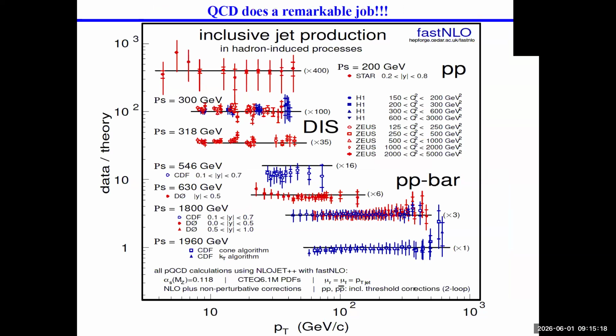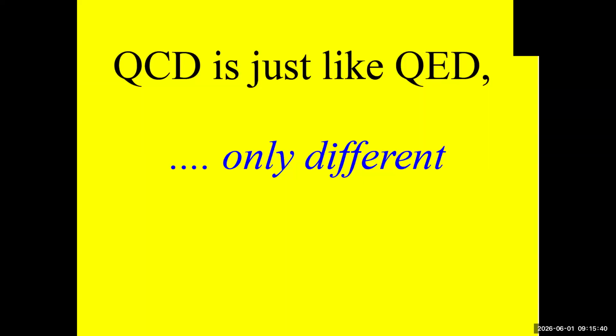This is a bit of a dated plot, but you see as a function, for example, of pT over many decades, the data and theory agree remarkably for a variety of processes. Deep inelastic scattering, p-pbar, pp, inclusive jet production. It does very, very well. So, despite the challenges, we've been able to come a long way with that. And so, let's dig into QCD a little bit.